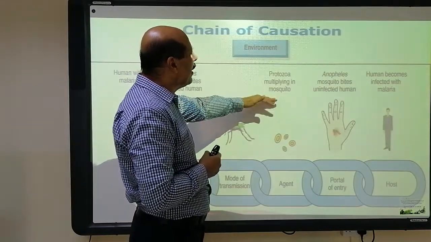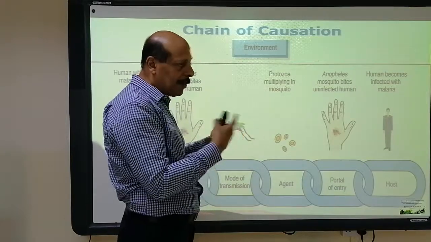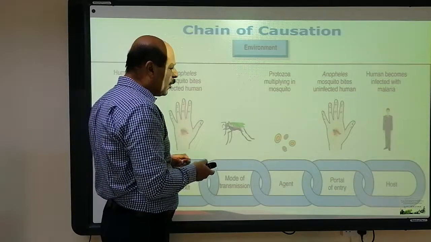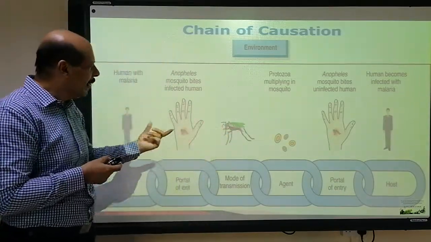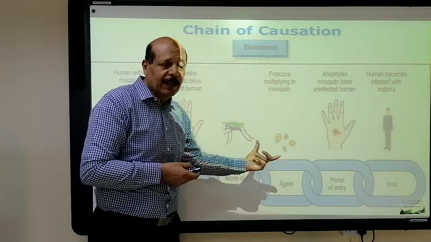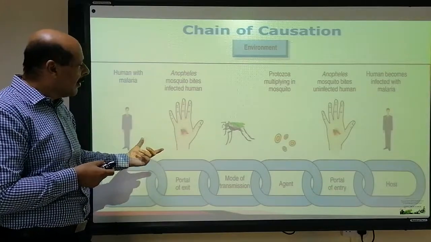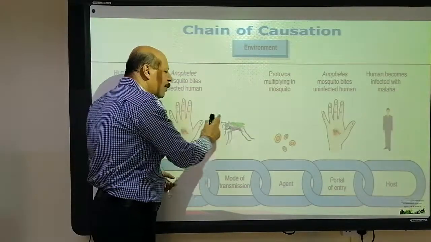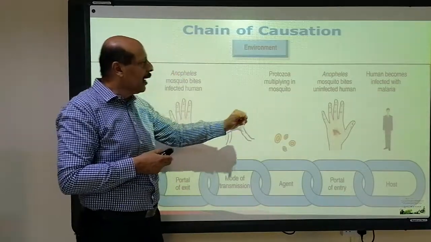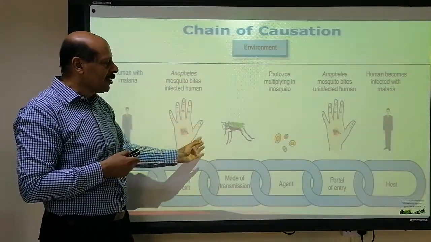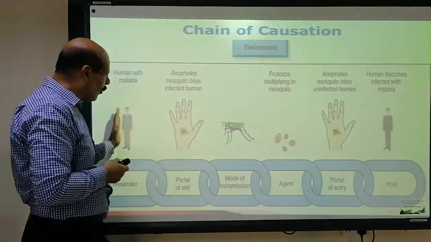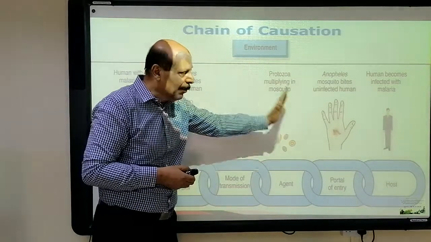Protozoa multiplying in the mosquito. So there are some changes in the stages of life of that protozoa, the malaria parasite, inside the mosquito, and it has to happen. If we cut this chain, if there is no mosquito, in this case no change in the malaria parasite will happen, and it will not be transmitted. So it cannot be transmitted directly from person to person with this disease.